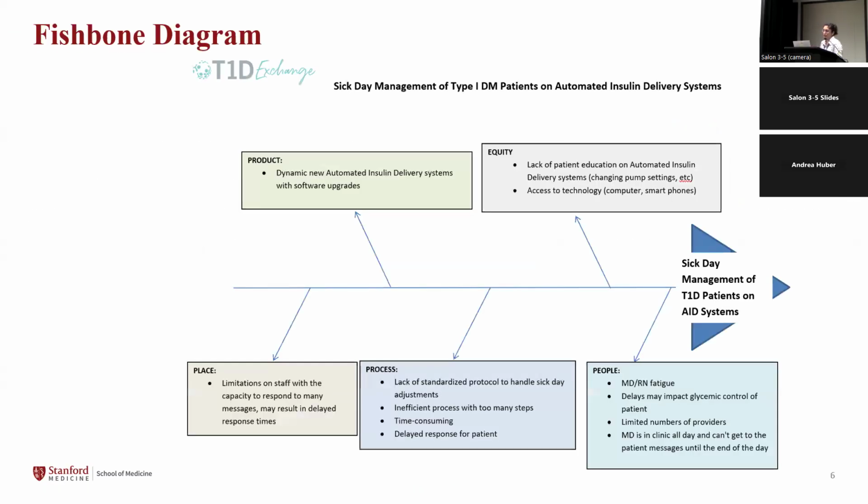We came up with a fishbone diagram which highlights some of the issues that we see currently in the system that contribute to a delay in patient care. One of the most important things is that as patients go on automated insulin delivery systems, these systems are becoming more sophisticated. They've evolved into very complex machines, and patients are not very comfortable trying out new settings. They're not very tech savvy, and they don't want to experiment with things.